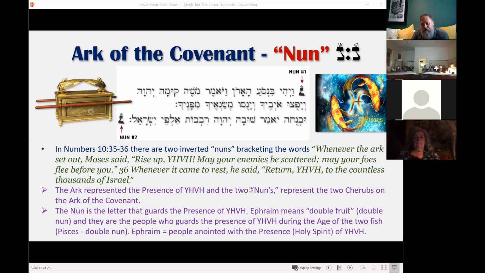So it's bracketed in between the two Nuns. Now, if you look at the ark in the picture, you get the two cherubs on top of the ark, covering and protecting whatever is inside that is holy. So the two Nuns are actually the guardians of what's on the inside. Now we all know that what's on the inside are the two tablets, the rod of Aaron, and manna.